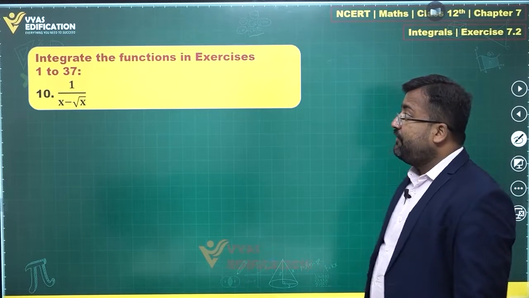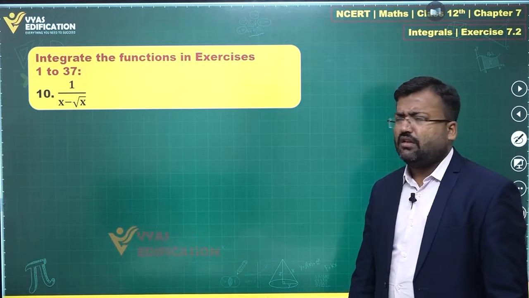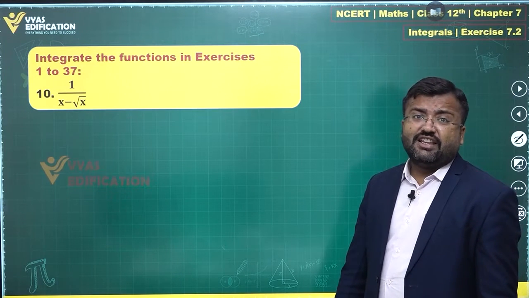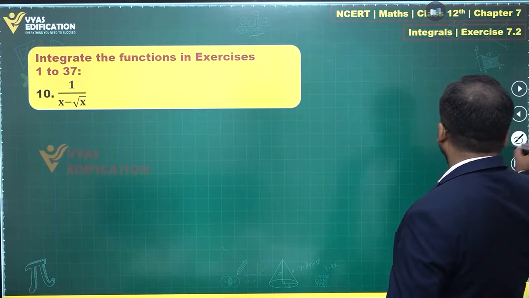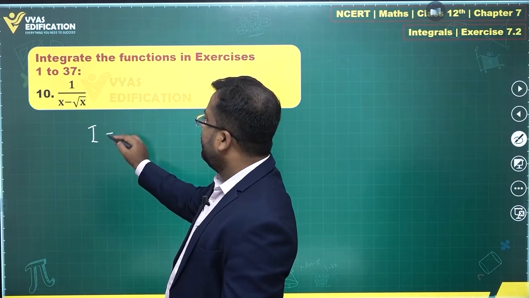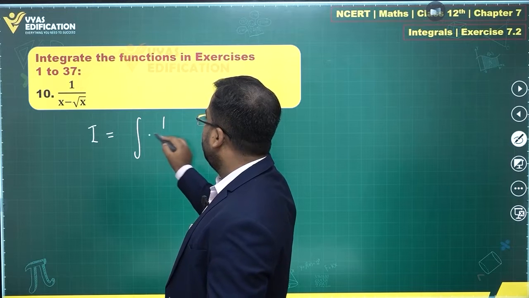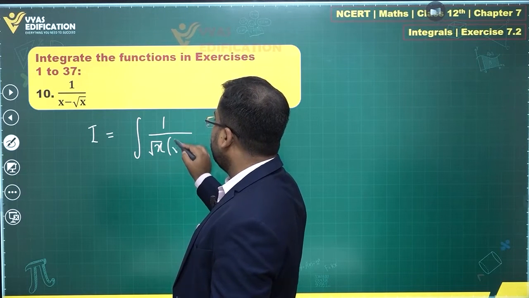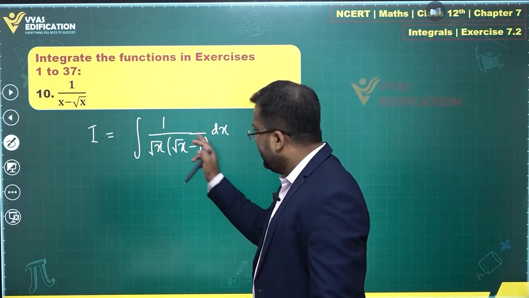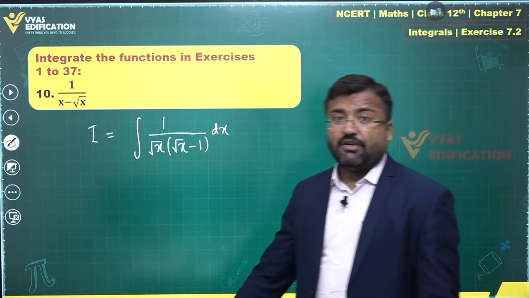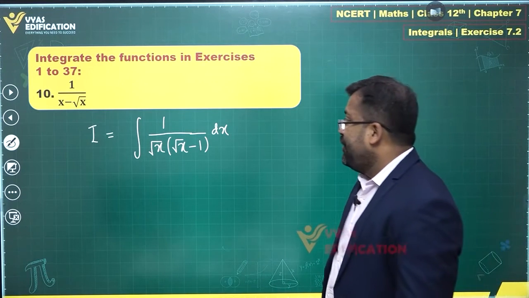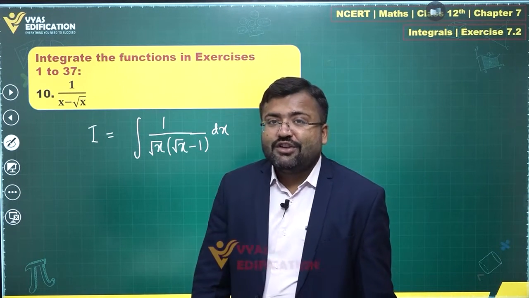In the 10th question, we have 1 upon x minus root x. Now on first look, it looks like, oh, what will we do in this one? Everything is there in the denominator. But with root x and x, can you take out a root x common? Yes. What will remain is root x minus 1 in the bracket. This is a problem and this also is a problem. But when they come together, do you see that one will lead to the solution of the other?